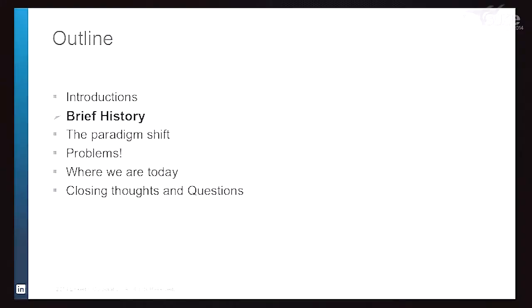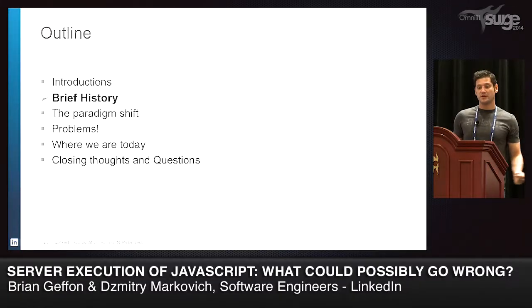So I'll start off by giving you a brief history of how we got into this situation, why we got into this situation, and then we'll talk about how our architecture shifted over the years to get to this new weird state where we're executing JavaScript on the server. And finally, Dmitry will take over with the more interesting part, which is what goes wrong. And things do go wrong when you start executing JavaScript on the server side. So let's get started.